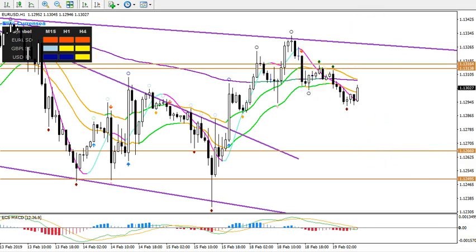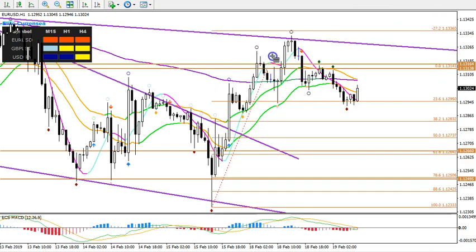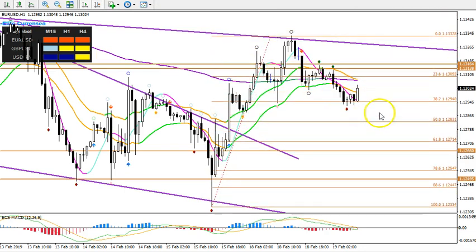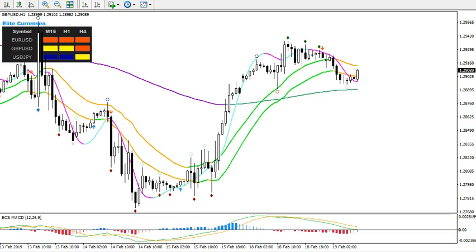In that case, let's put the fib from this bottom to this top. And I think price could go down to the 50, 61, or 78. Any of these fibs could still be bouncing spots for a continuation higher. All right, enough about the euro dollar.